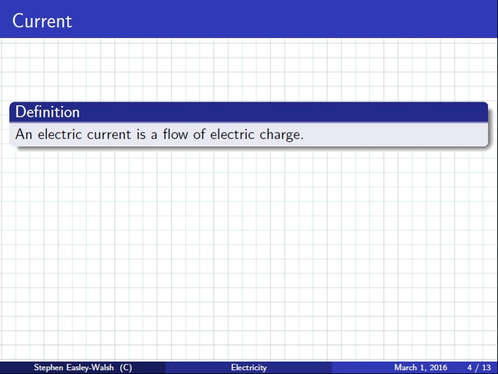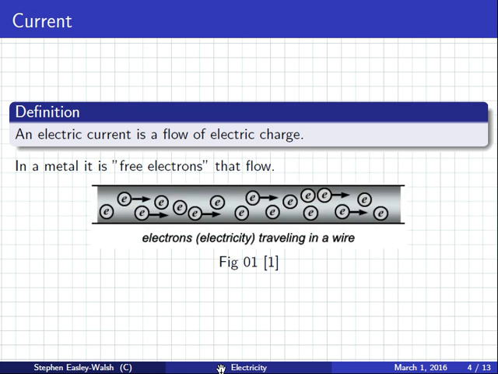Okay, you have this? So you know, in a metal, it's the free electrons that flow. You did this in chemistry. In a conductor, you have these free electrons, and here's a picture of it. These are electrons moving in a wire. Draw the picture, please. It's just electrons moving in the conductor. That's how the current moves through the conductor.